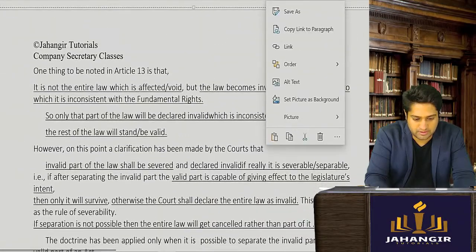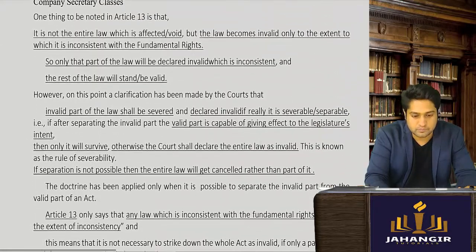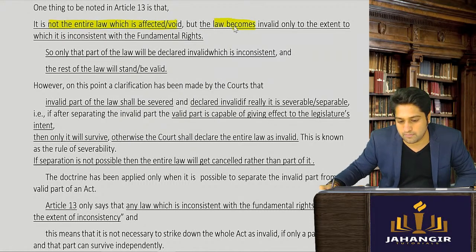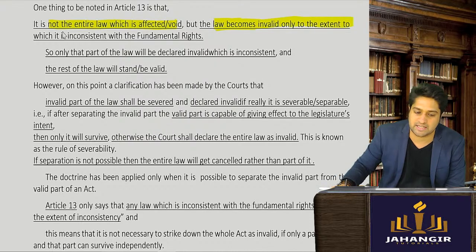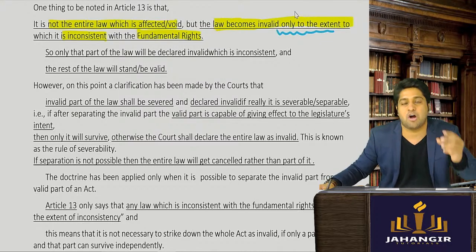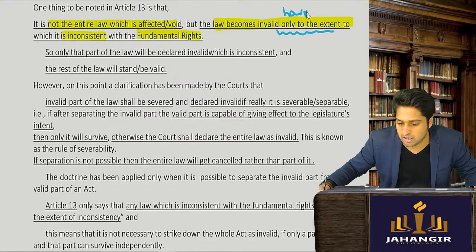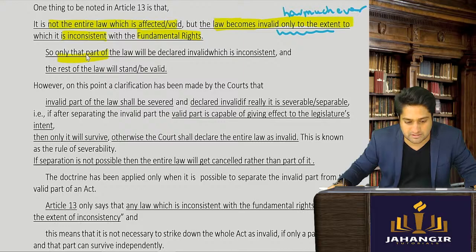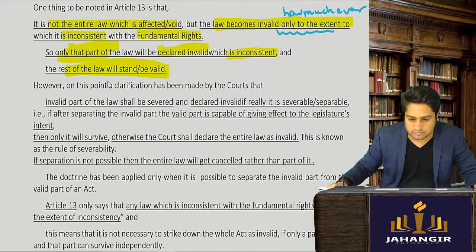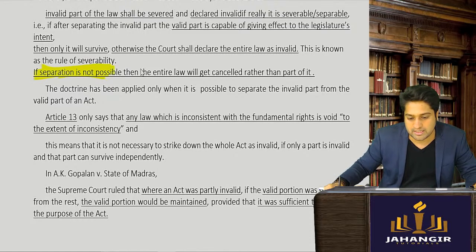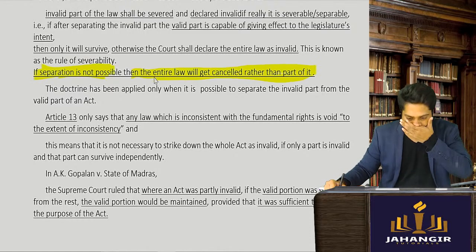Okay, so how do they word it? It is not the entire law that is void, but the law becomes invalid only to the extent which is inconsistent with the fundamental rights. Only to the extent means only how much ever is invalid, remove that. So only that part which is declared invalid and inconsistent will go, and the rest of the law will be valid. However, if separation is not possible, then the entire law will be cancelled and repealed.